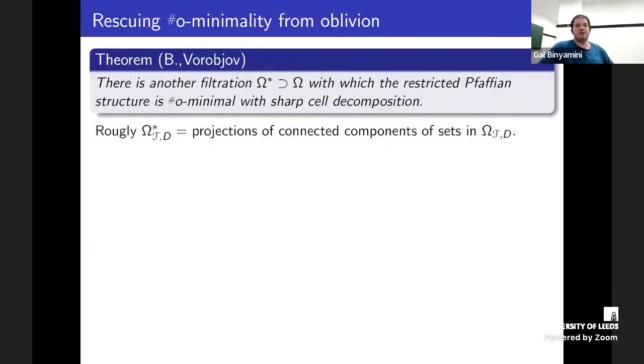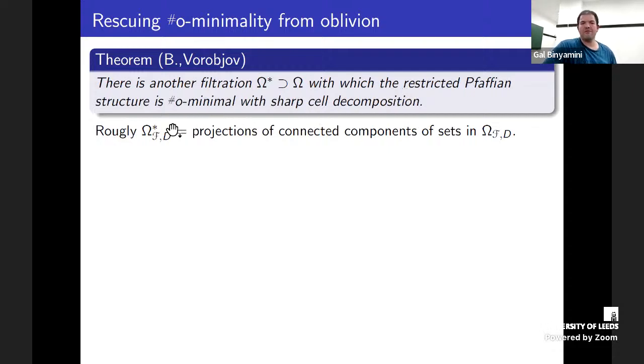However, there is a way of rescuing this, and this is based on a theorem of Vorobyov and myself. What we proved is that even though we can't show that the filtration that Gabrielov and Vorobyov introduced is sharply o-minimal, we can find another filtration, omega star, that contains omega. So it's bigger. All the sets that had format F and degree D with the original filtration still have format F and degree D with the new filtration. But this new filtration is sharply o-minimal, and it also has sharp cell decomposition. So the restricted Pfaffian structure is sharply o-minimal, just not with the original filtration that Gabrielov and Vorobyov were using.